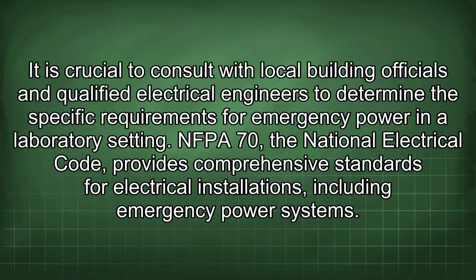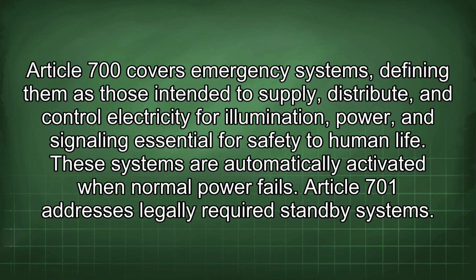NFPA 70, the National Electrical Code, provides comprehensive standards for electrical installations, including emergency power systems. Article 700 covers emergency systems, defining them as those intended to supply, distribute, and control electricity for illumination, power, and signaling essential for safety to human life. These systems are automatically activated when normal power fails.